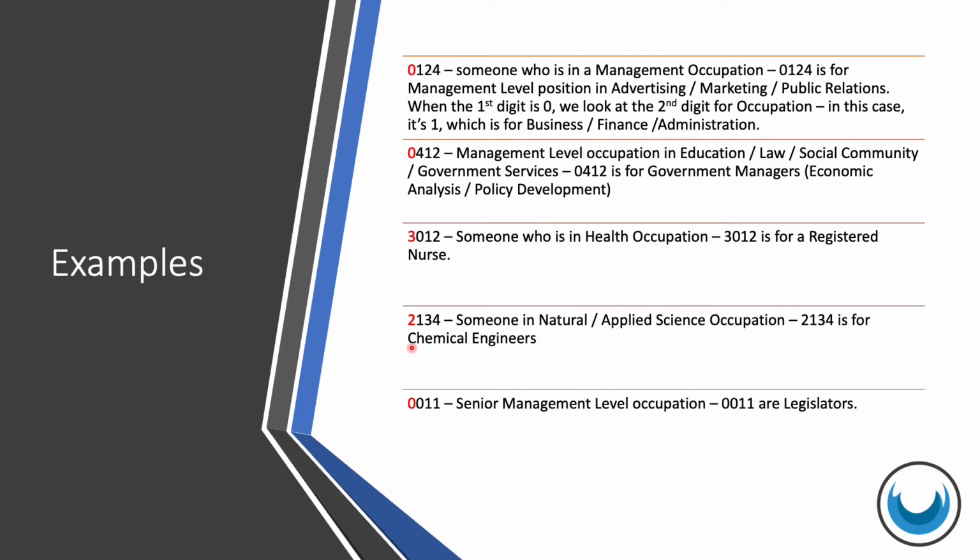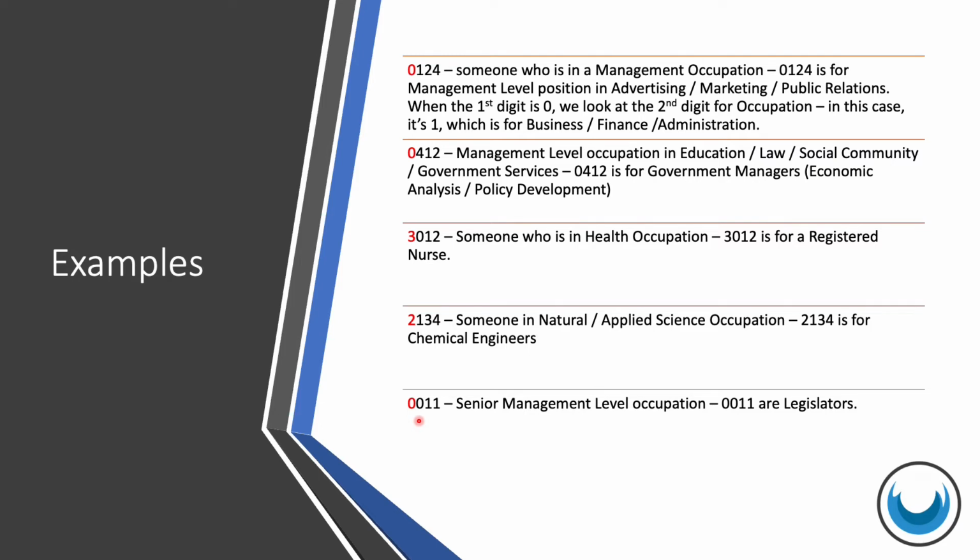So then again, an example of 2134: the number 2 is the first digit, which is an occupational category. That is, someone is working in natural or applied science occupation. And the last one is 00. Now this is another tricky one. Anytime a NOC code starts with 2 double zeros, then all of these rules don't apply.